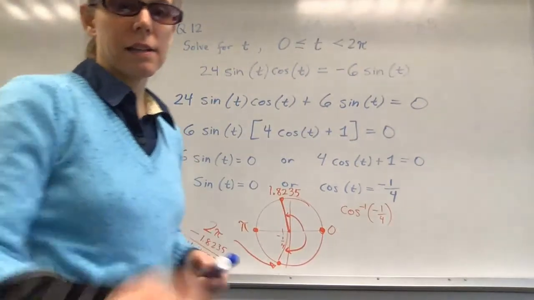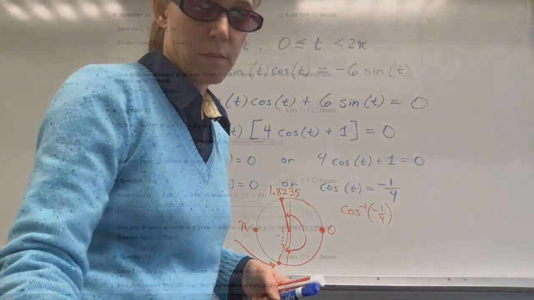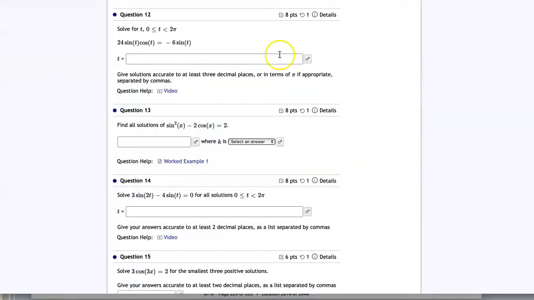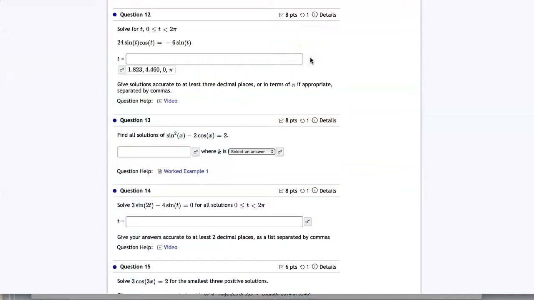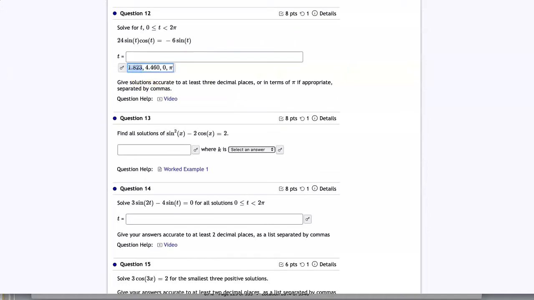Now let's go back to my open math. So it says give solutions accurate to at least 3 decimal places. You see the 1.823. I actually had rounded 1.82347 up to 1.8235. So had I not rounded it up, this is 3 decimal places. This is correct. And then I have a 4.460. That would be 3 decimal places.